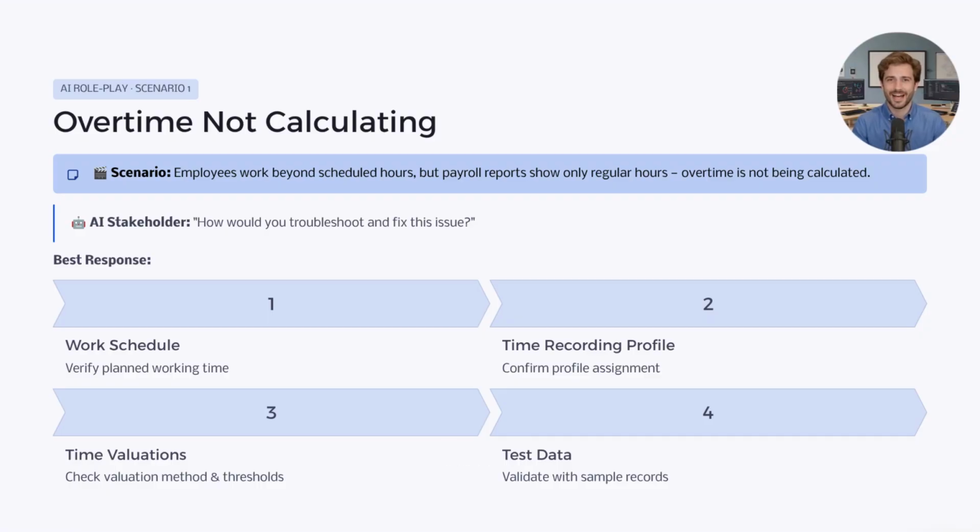Scenario 1 - overtime calculation. AI role-play scenario: employees work beyond their scheduled hours, but overtime isn't being calculated correctly. Payroll reports show only regular hours. Imagine you're the SAP consultant. The AI stakeholder asks, how would you troubleshoot and fix this issue?